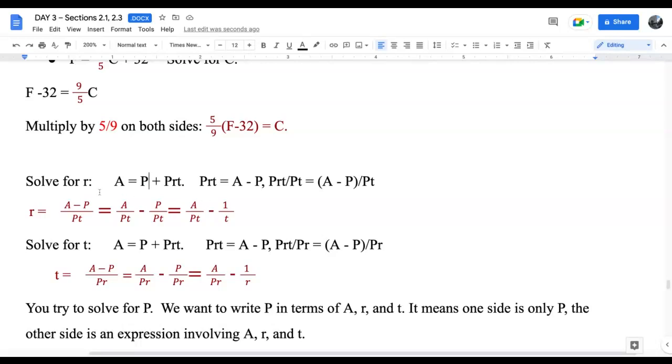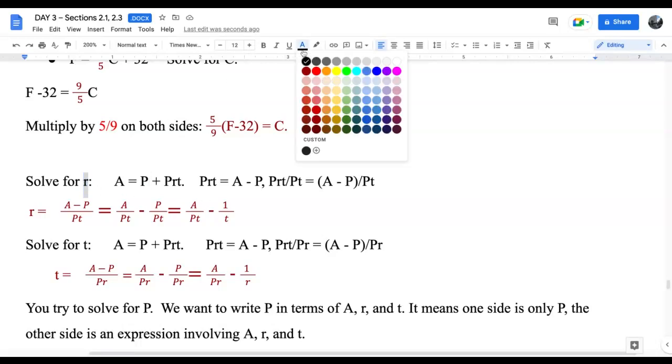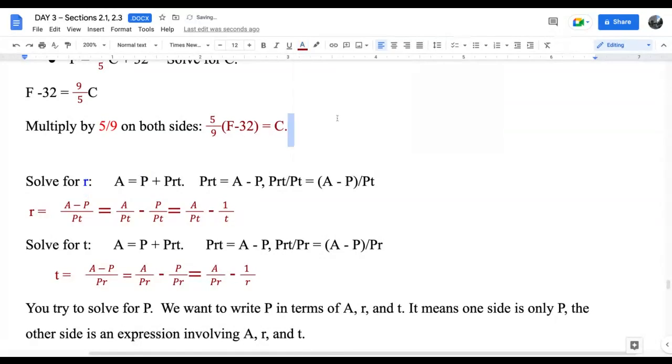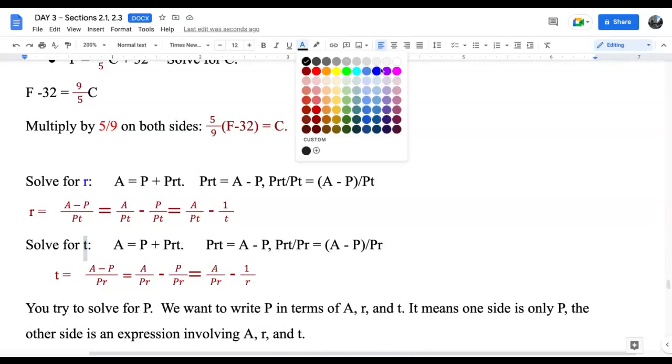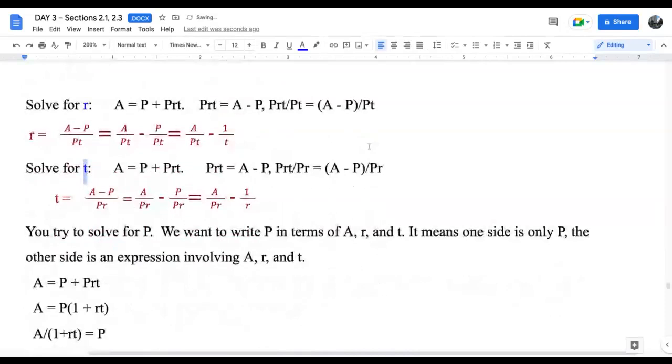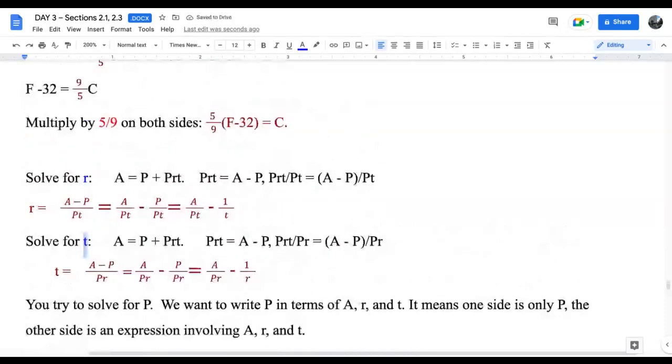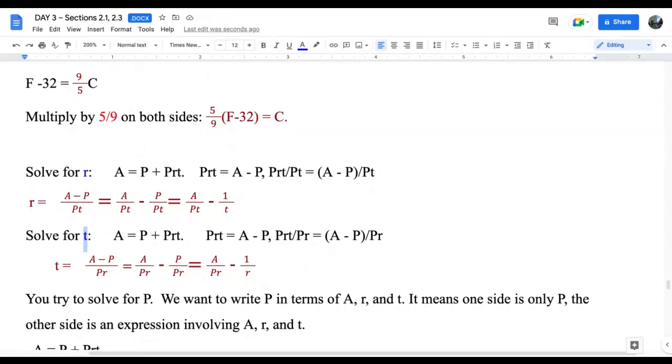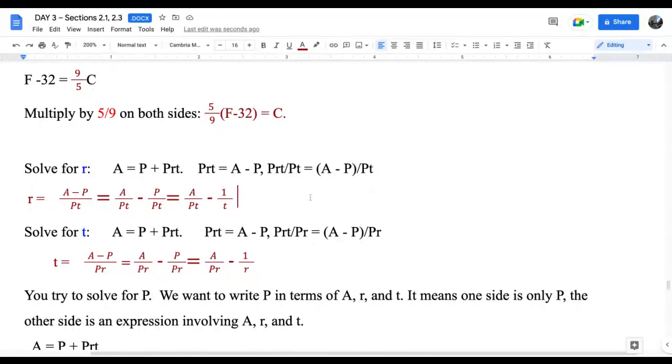So let's start with solving for R, then we solve for T, and you could try to solve for P. All right, so what do we do? Solve for R. This term has R in it, so we want to single out this term. Which means we want to move this P to the other side, and it becomes negative. So we have PRT equals A minus P.